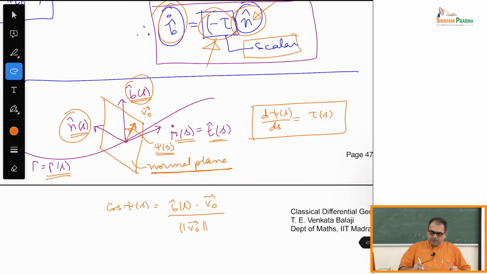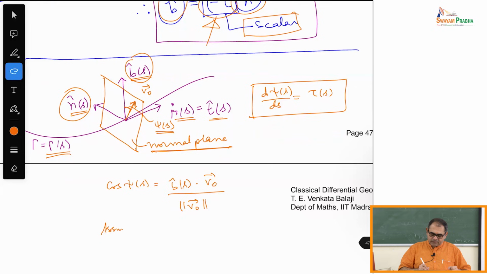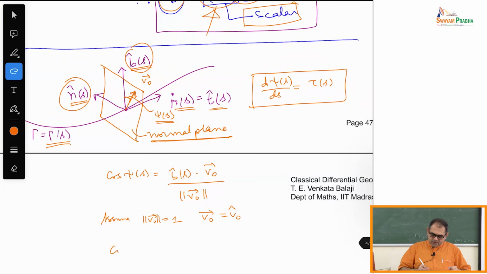Okay, and if you assume that the norm of v naught is 1, that is, the v naught vector is the same as v naught cap, a unit vector, then cos psi of s is going to be just b cap of s dot v naught cap.